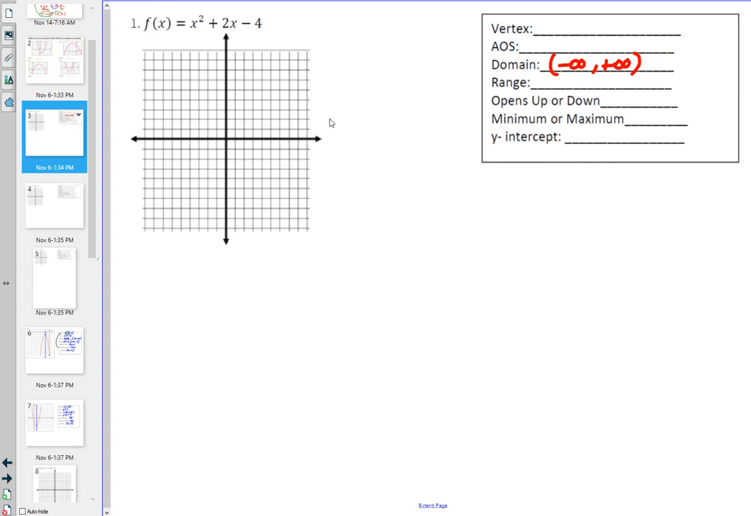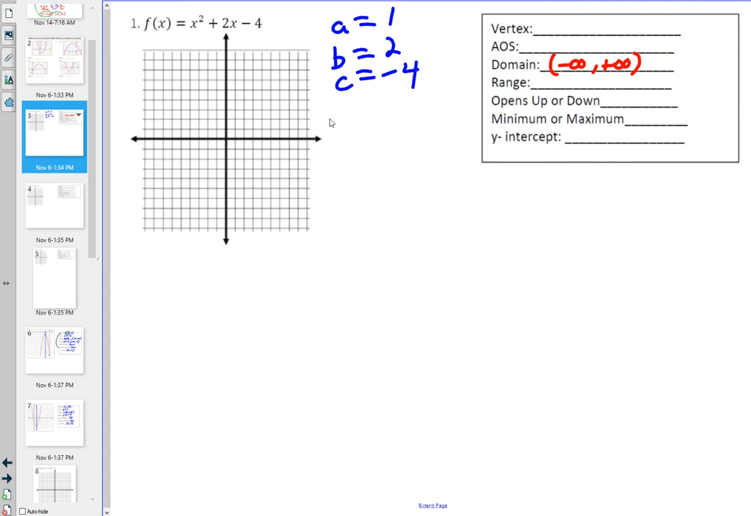I'm talking about like, what can I find just by looking at this? Can I tell just by looking at it if it's going to open up or down? How do you know it's going to go up? A is positive, yeah. So, and actually, you know what? Let's do that first. Let's identify A, B, and C. What's A here? What's B? And what's C?